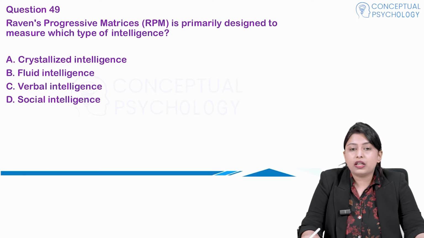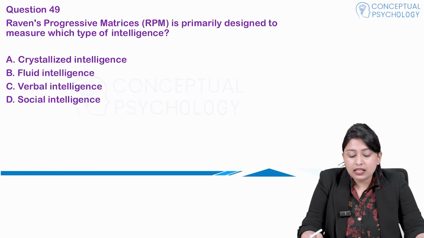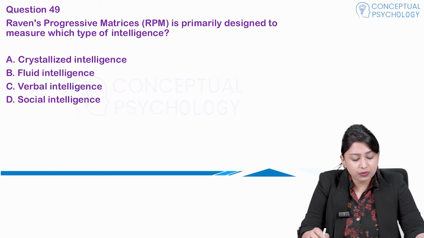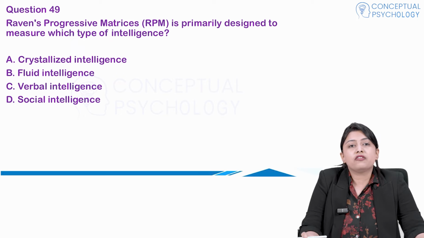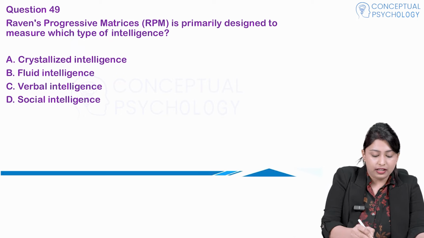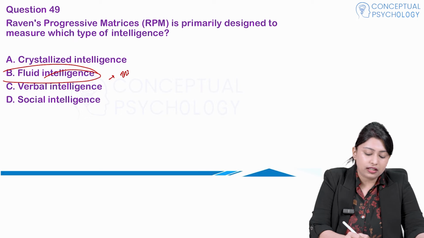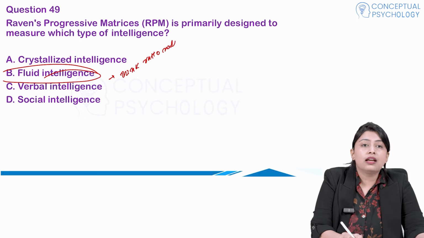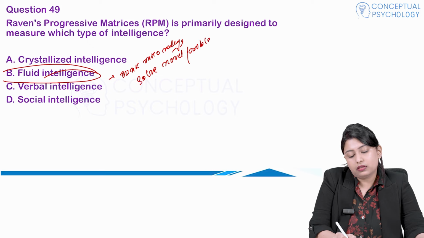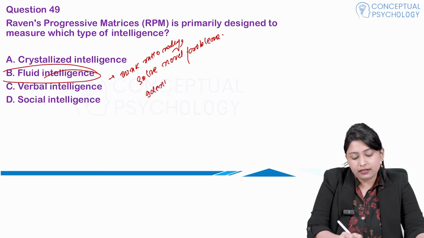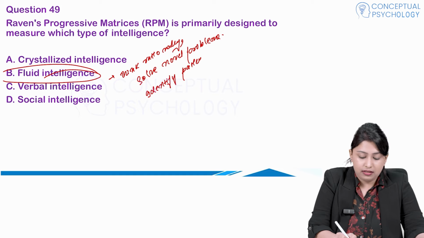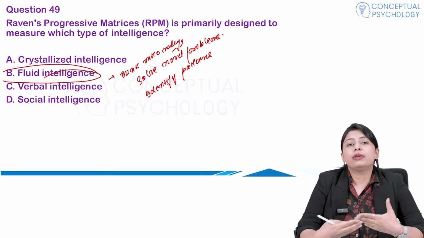Now, the last question for today's session is Raven's Progressive Matrices. RPM is primarily designed to measure which type of intelligence? Is it crystallized, fluid, verbal, or social? So Raven's Progressive Matrices was designed to measure fluid intelligence. So fluid intelligence represents the ability to think rationally, right? Solve novel problems and identify patterns which are independent of previously acquired knowledge.